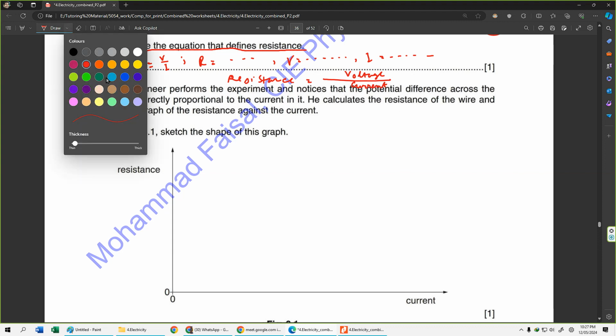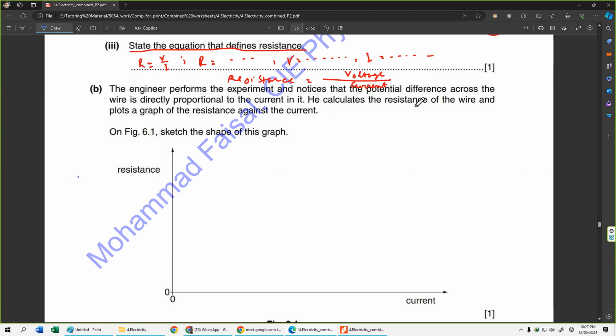Now you have to read the question again carefully. He notices that the potential difference across the wire is directly proportional to the current in it. So I'm going to write this. He found out V is proportional to I. So basically he found V equals K times I. You can see that this K is supposed to be a constant, right? Whatever this number is, it is supposed to be a constant.